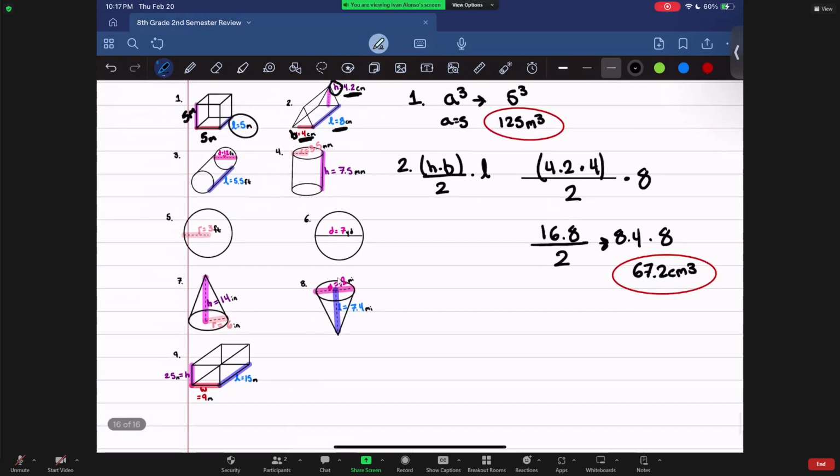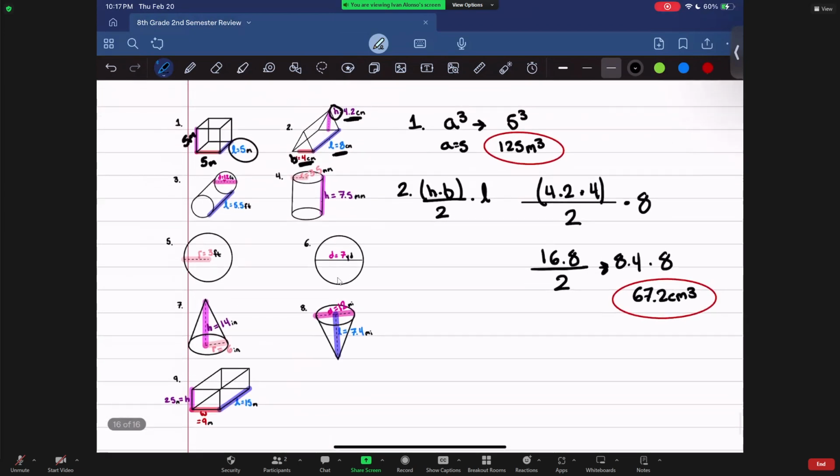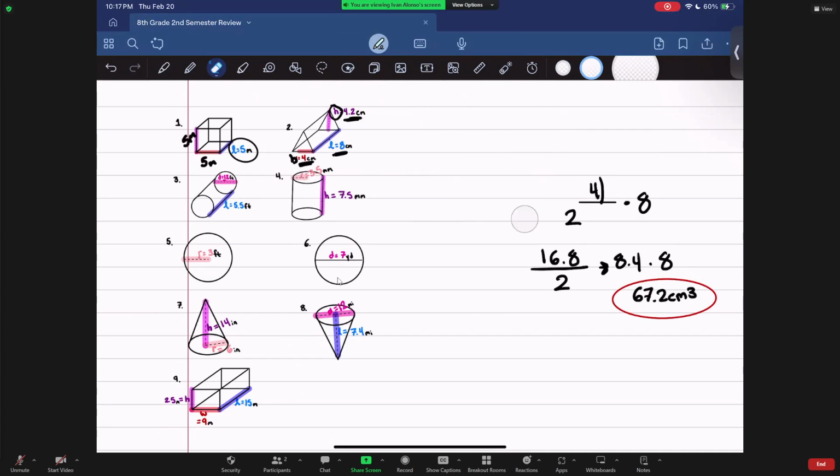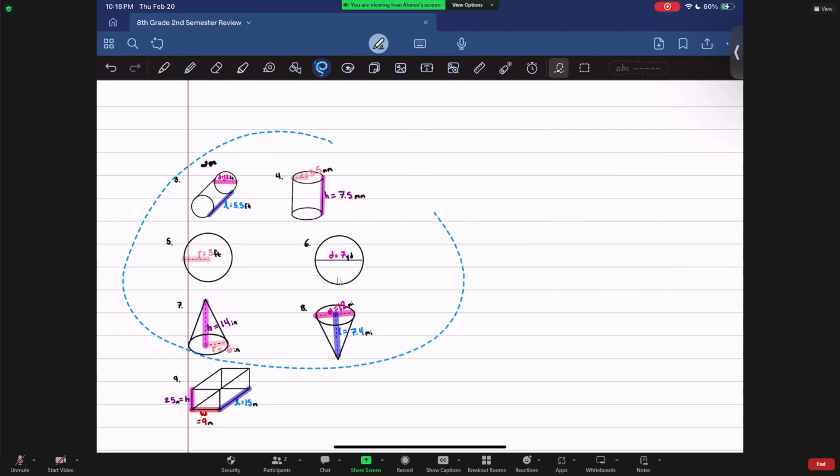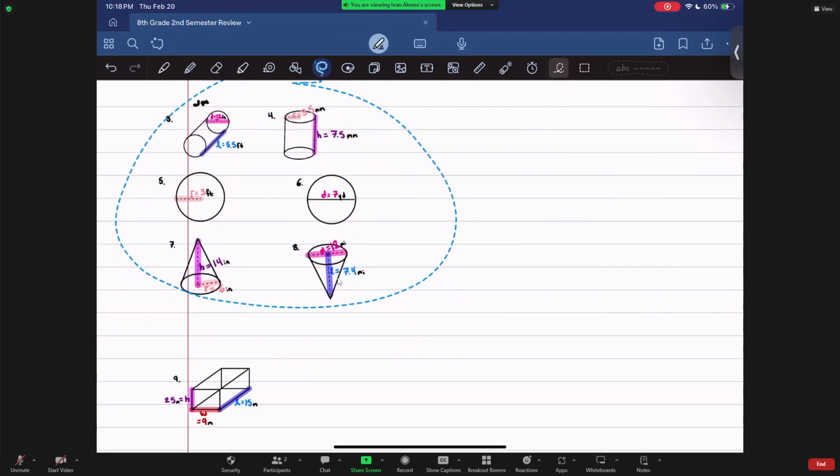Next is number 3 over here, so let's do that. Hopefully you guys have this work written down. If not, you can just rewind the video. So I'm gonna clear this, and then I'm just gonna erase these here, and we're gonna move this up. Cool.